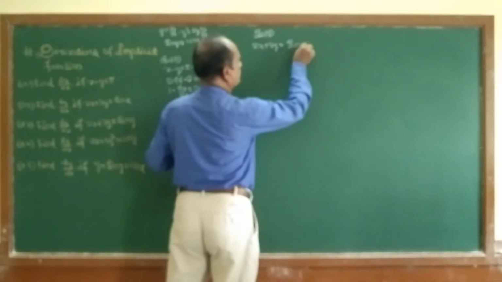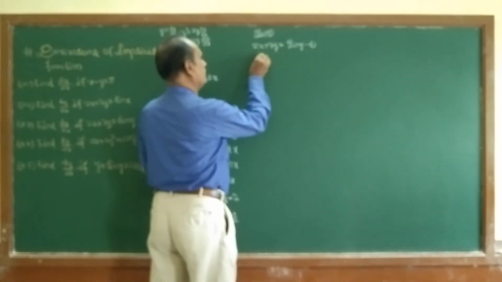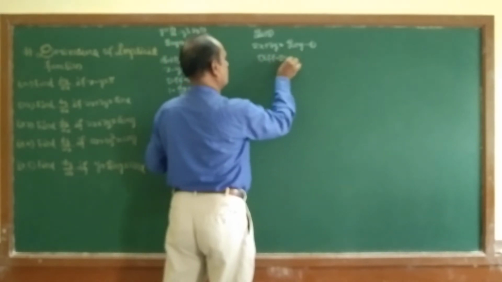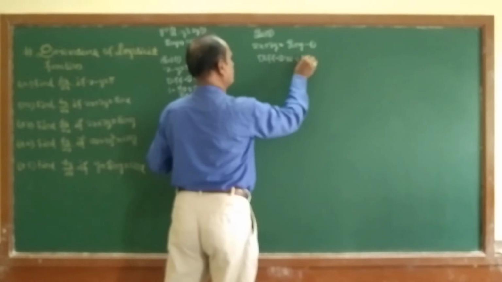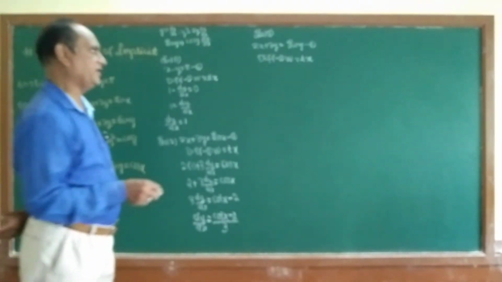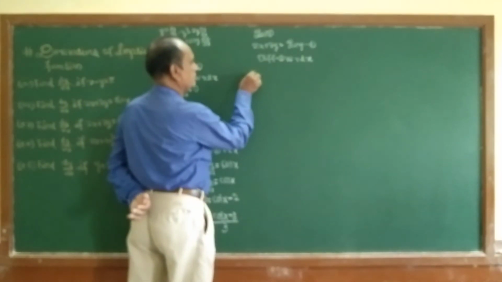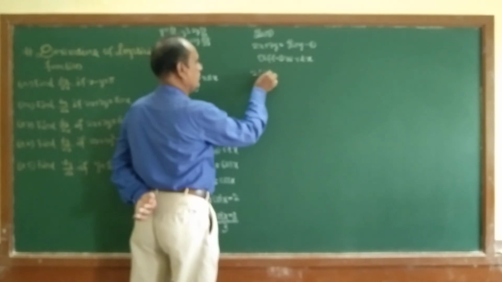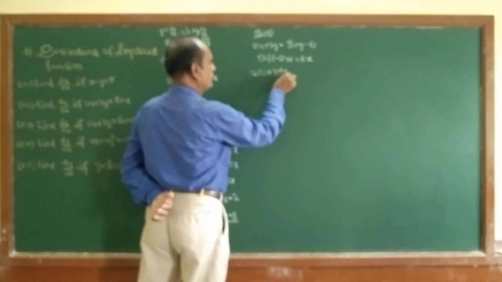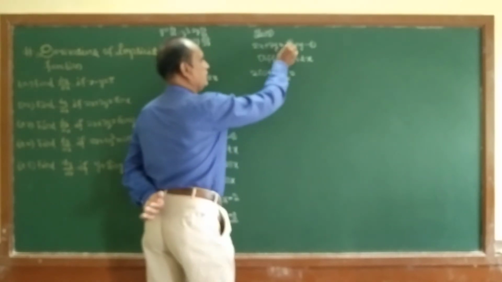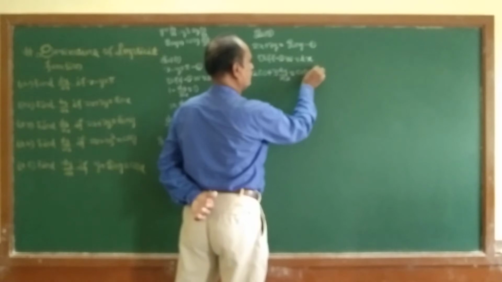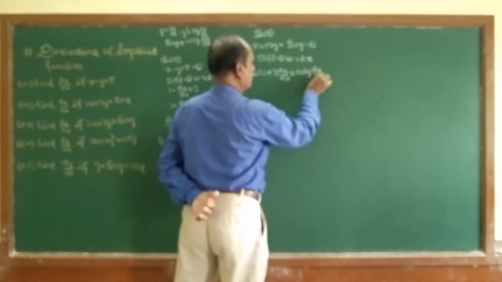So differentiate equation number 1 with respect to x. Write the derivative of equation number 1 with respect to x. So 2 as it is multiplied by the derivative of x, which is 1, plus 3 as it is, the derivative of y is dy by dx, is equal to the derivative of sin y, which is cos y. Again, the derivative of y is dy by dx.